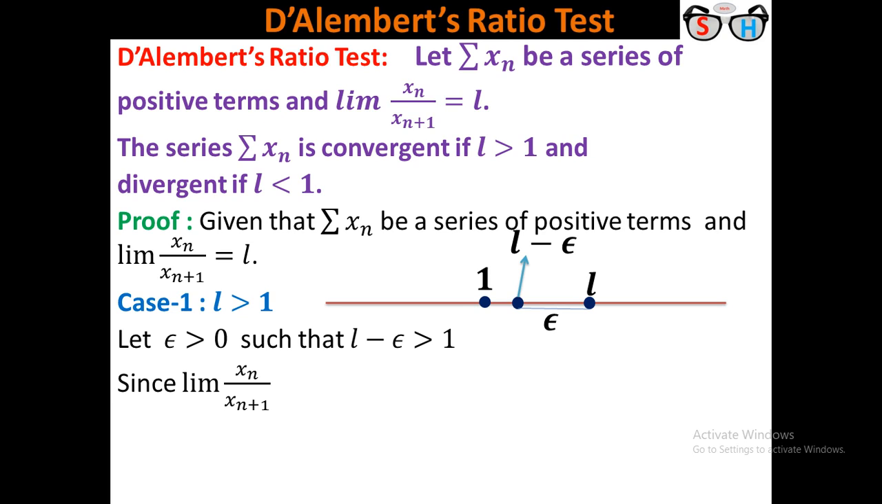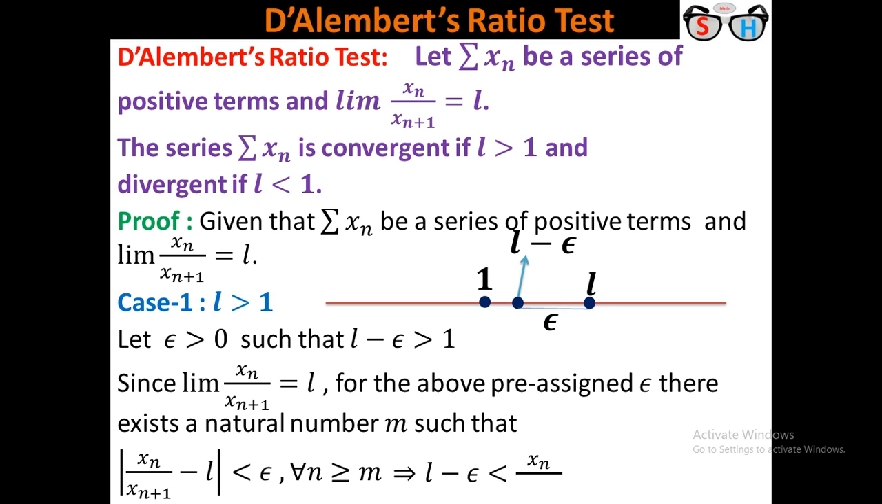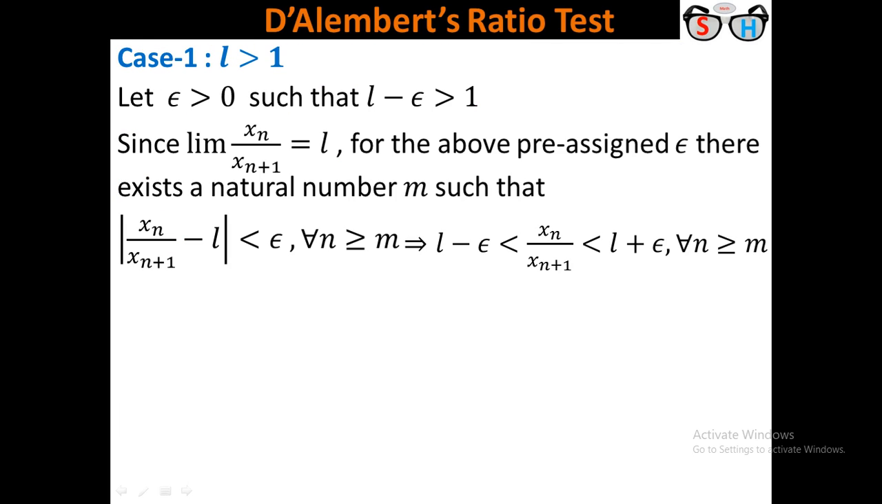Since limit xn upon xn+1 is equal to L, for the above pre-assigned positive epsilon there exists a natural number m such that, just using the definition of limit, mod of xn upon xn+1 minus L must be less than epsilon for all n greater than or equal to m. If you use the definition of mod, then L minus epsilon is less than xn upon xn+1, which is less than L plus epsilon, for all n greater than or equal to m. You have to choose that epsilon for proving that theorem. Now I will go to the next portion.